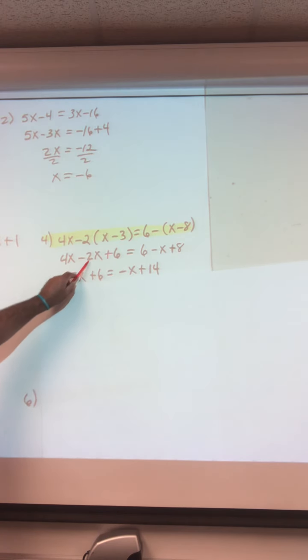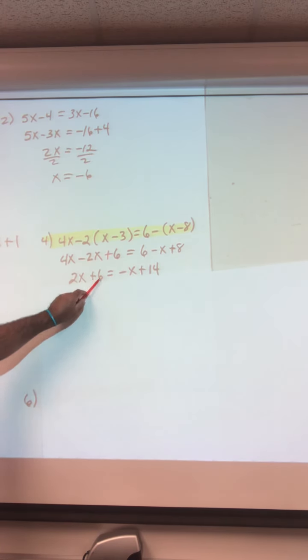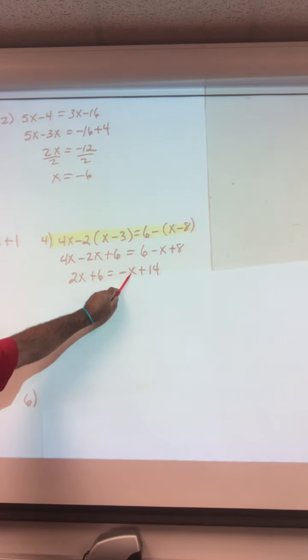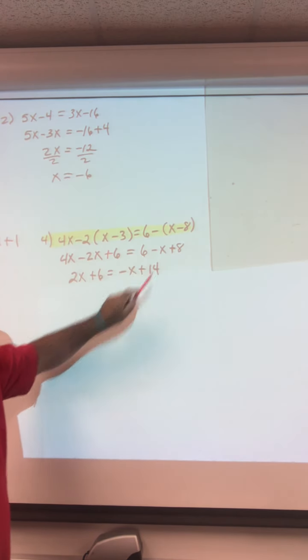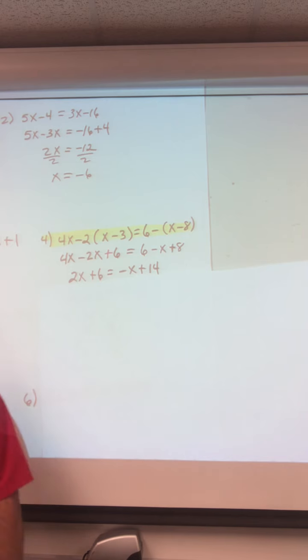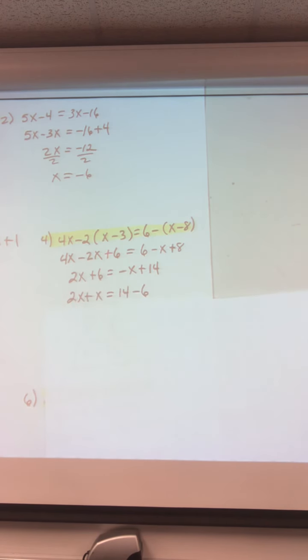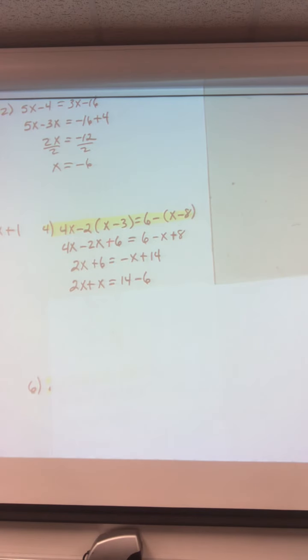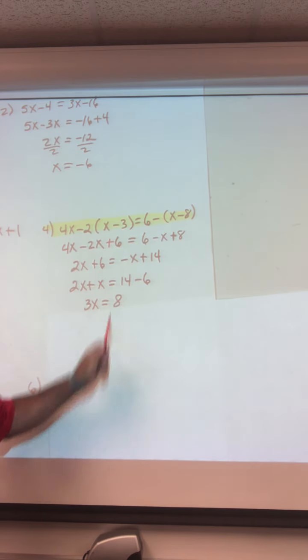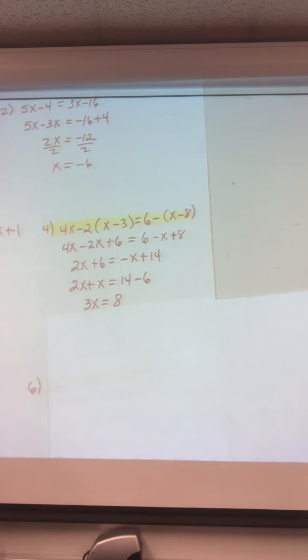So 4x minus 2x is 2x plus 6. Brought the negative x down, and 6 plus 8 is 14. Now you're back to that same two-step problem again. And by the way, there it is again, ax equals b. And you divide by the coefficient to get 8 over 3.